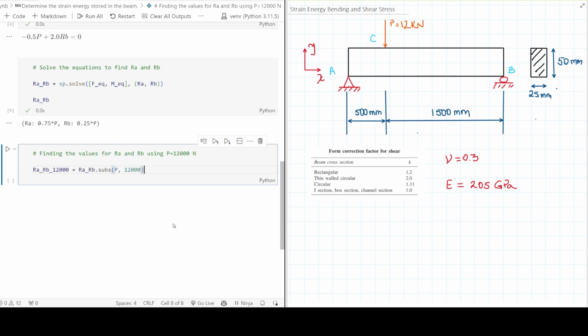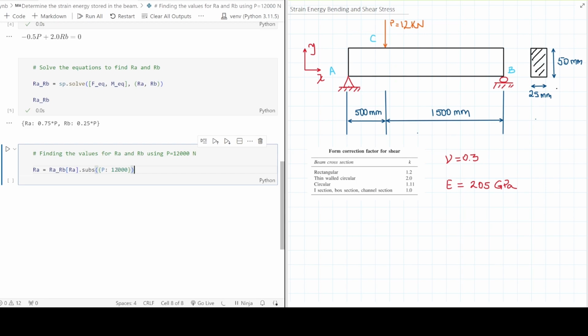This is interesting. So is it going to give me? No, I just want to do something differently. This is a nice substitution, but I want to just get the values of all of them right away. So Ra is going to be equal to the result I got at the beginning, and then I'm going to substitute P like this. Let me just use this notation because I'm used to this one. So P by 12,000 newtons.